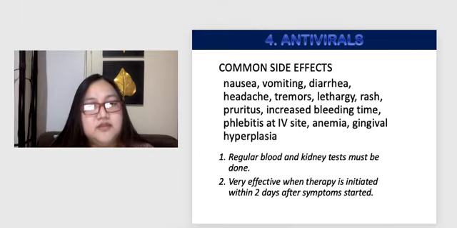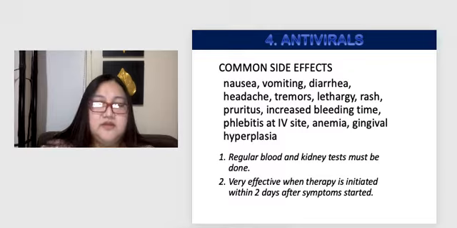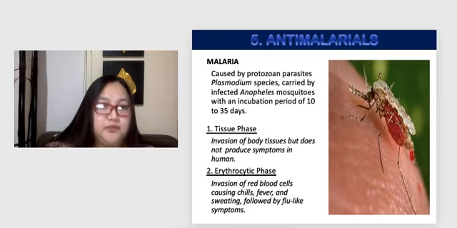Okay? These are the common side effects. Important to get blood and kidney tests done. So, CBC, also nephrotoxic siya. So, BUN, CREA. And again, no, sabi ko nga, very effective siya. Start the therapy within 2 days or within 48 hours after symptoms started. And I am talking here about the influenza. Okay? Lalo na yung oseltamivir or Tamiflu.